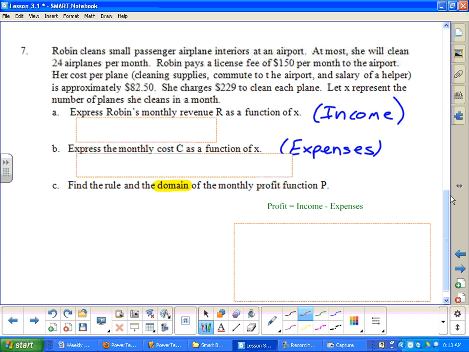So here, Robin cleans small passenger airplanes. At most, she will clean 24 airplanes per month. Robin pays a license fee of $150 per month to the airport. Her cost per plane, cleaning supplies, commute to the airport, and salary of a helper is approximately $82.50. She charges $229 to clean each plane. So let X represent the number of planes she cleans in a month. Go ahead and read through that again on your own.